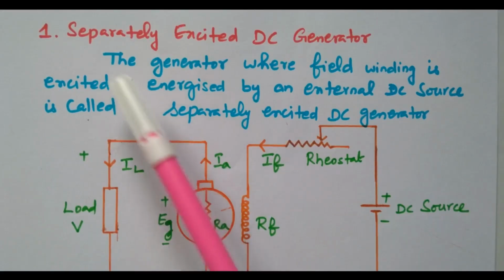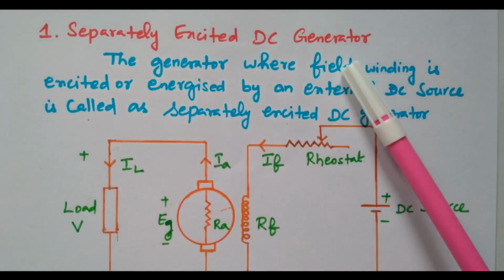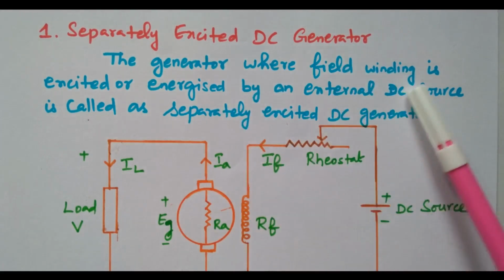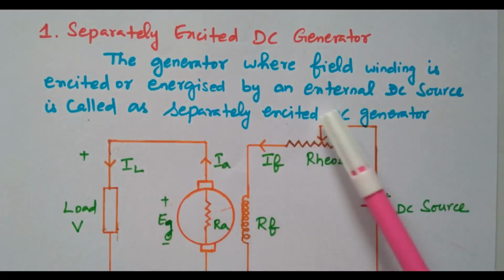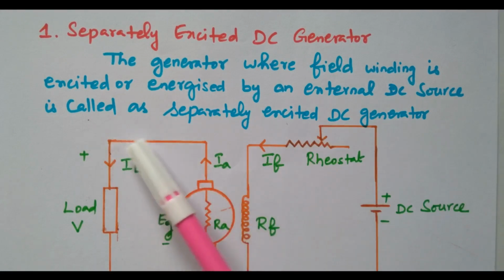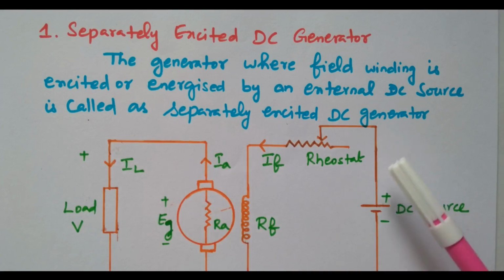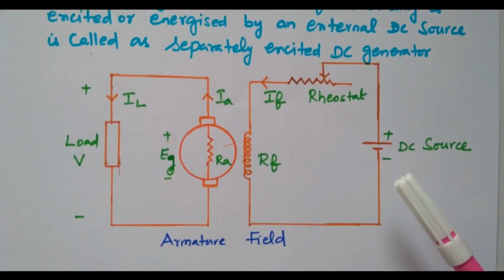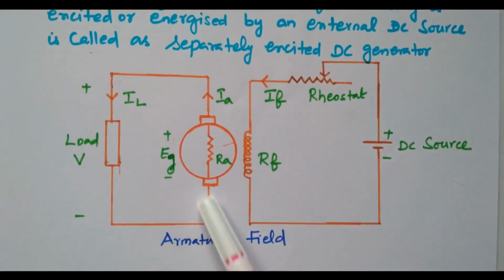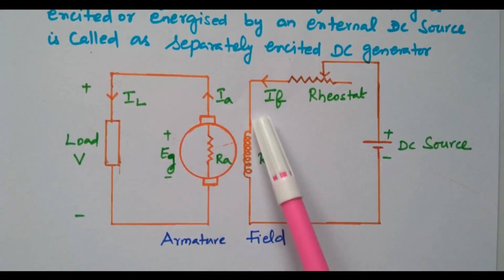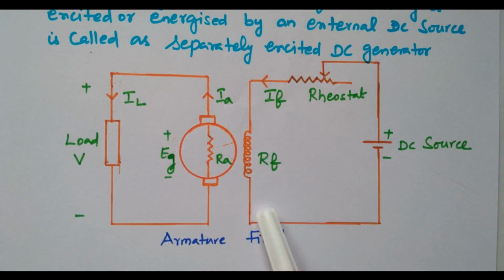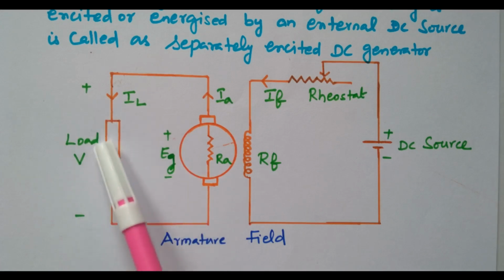First we will see the separately excited DC generator. The generator where the field winding is excited or energized by an external DC source is called a separately excited DC generator. The excitation is given separately. Now we will see the diagram. This is the armature winding, the rotating part. This is the field winding, the stationary part. The generator generates the power, and the energy is available at the load end.